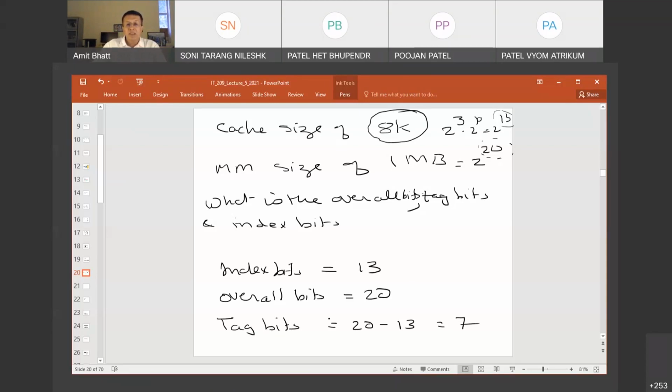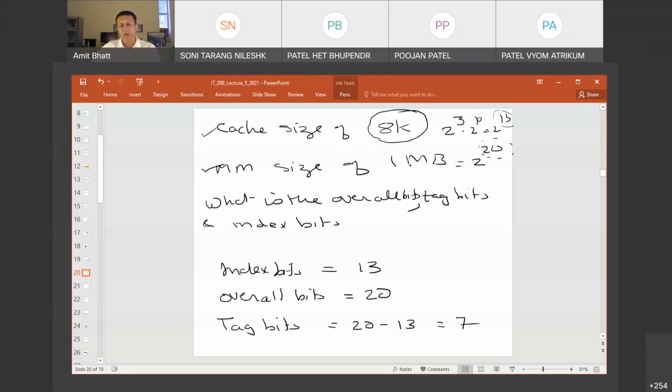Now, you can imagine that I'm keeping the size of my main memory the same, 1 MB. What if I increase the cache size from 8K to 16K? What would be the change? Would there be any change in overall bits? The answer is no. Why? Because main memory size has not changed. Will my index bits change? Yes, of course it will change.